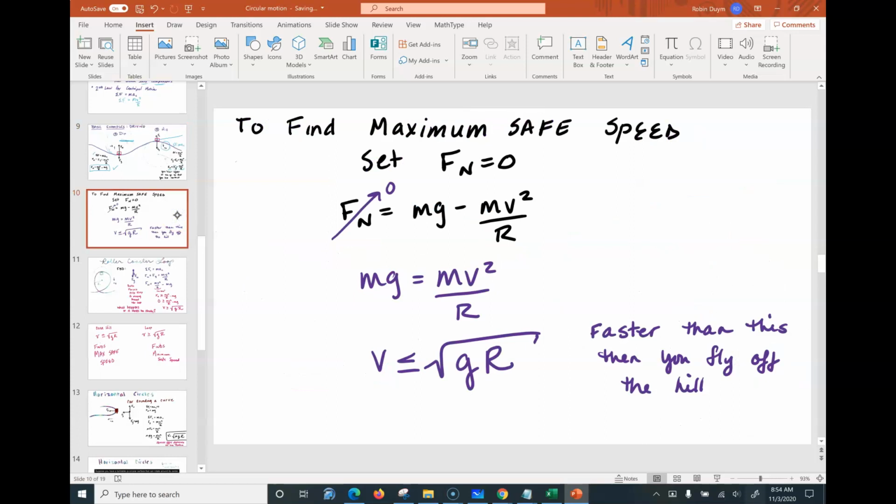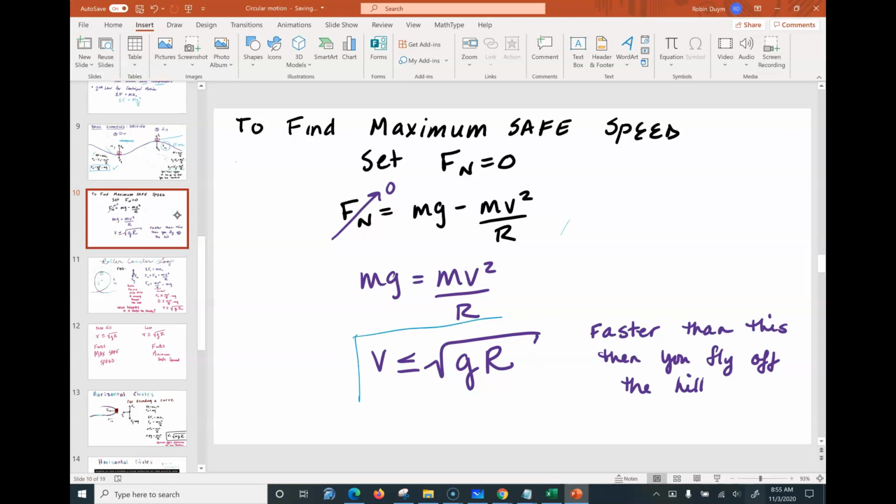Okay, so how are we going to find that maximum safe speed? We could set the normal force equal to 0, and when there's no normal force, that means you're no longer in contact with the hill. So if you set that equal to 0, you can then go through and solve and see what my speed has to be. So at this speed, when this equals 0, that means you're going to lose contact. So your speed has to be less than the square root of g over r.